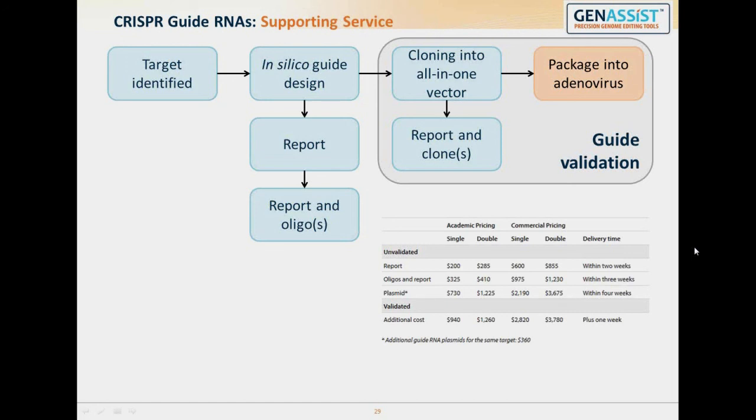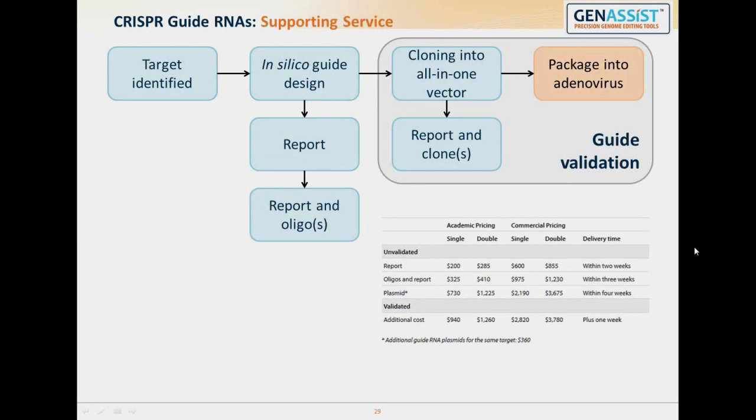If you'd like us to do the cloning as well, we can do the cloning into an all-in-one vector. Now that's our default. If you'd like us to clone into any of the other vectors that we have available, more than happy to do that. And then we provide the report and the clone. If you want more than one clone, as for example, some people may just confirm that even though we predicted in the in silico design, everything seems like it should be working fine, we can make those available.